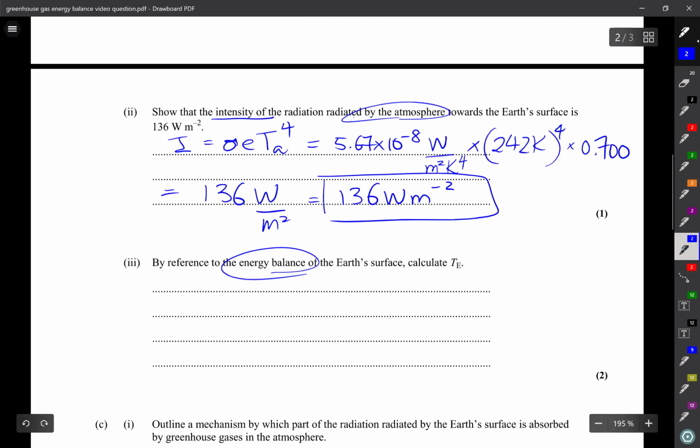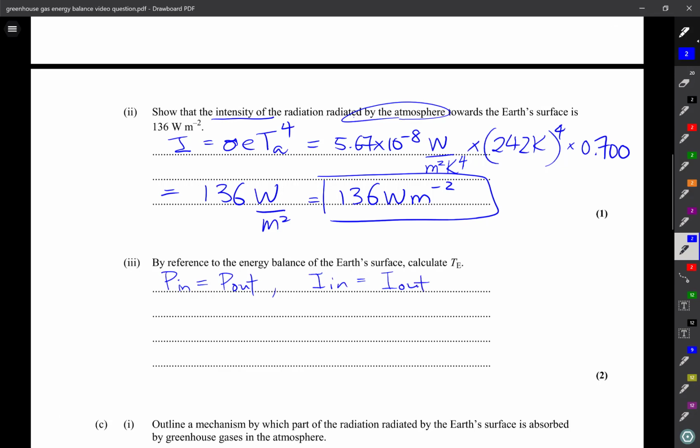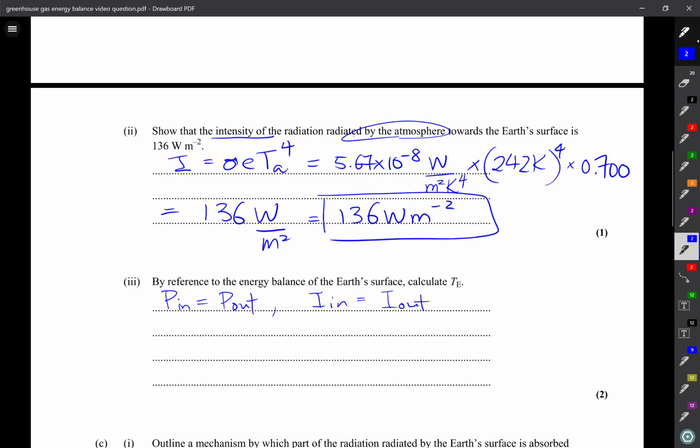So, starting off with the energy balance, we assume that power in equals power out for energy flow. As a result, we can also say that the intensity going in is equal to the intensity going out, assuming the areas are equivalent, which they are in this case, because if you have all the atmosphere around the Earth's surface, then the area is relatively the same.